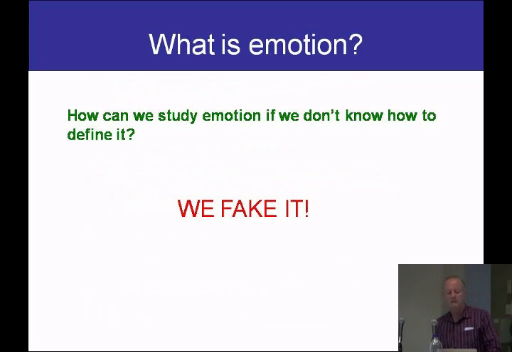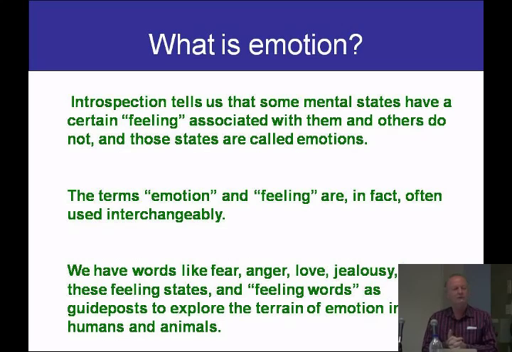So how can we study emotion in the brain, especially in the brains of animals, if we don't know what it is that we're talking about? So basically, we fake it. So how do we do that? Well, we start with introspection. We say introspection tells us that some mental states have a kind of feeling associated with them, and others don't. And those states that have feelings associated, we call those emotions. So we use these terms interchangeably often.